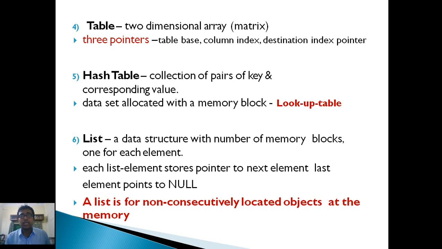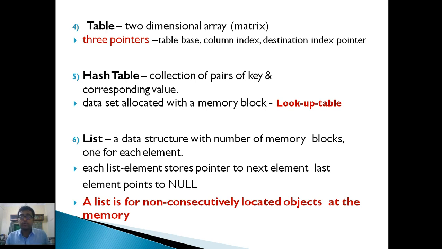Hash table: a collection of pairs of key and corresponding value. It's just like address and data, key and value. A data set is allocated with a memory block, a lookup table. As we have a lookup table, we can arrange the data, and according to the lookup table we can find the key and corresponding value in a hash table.